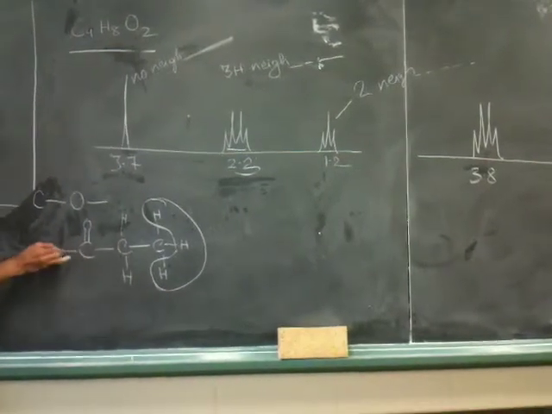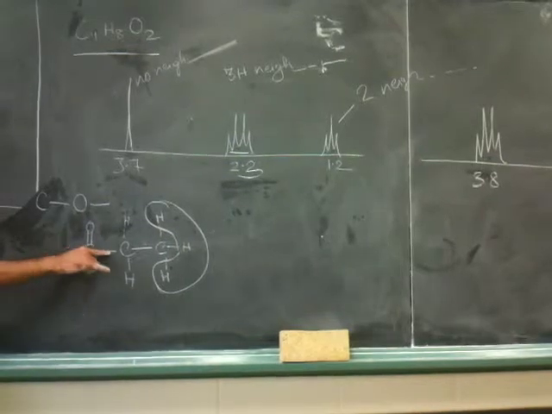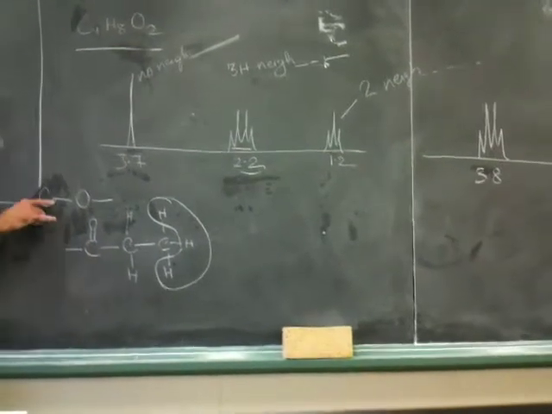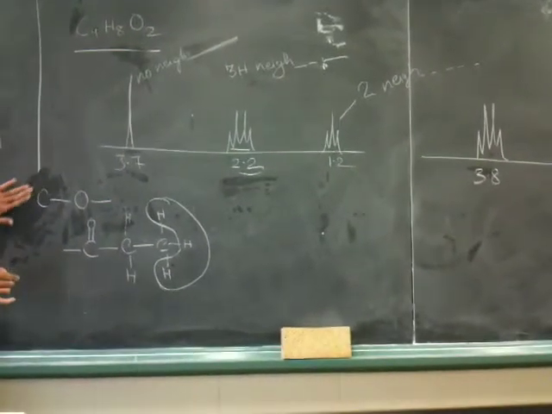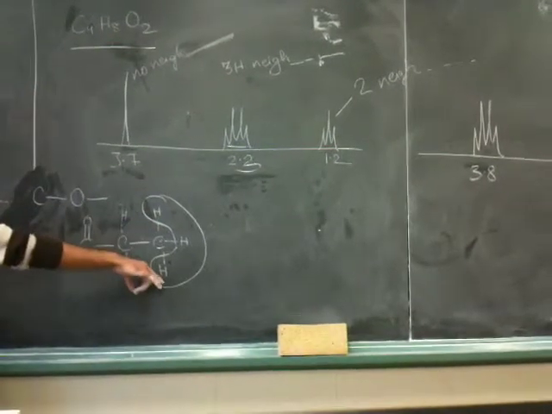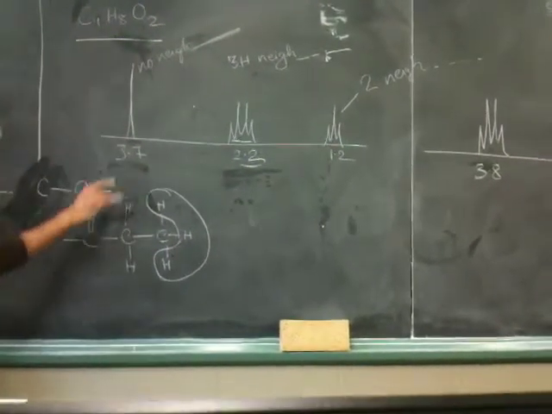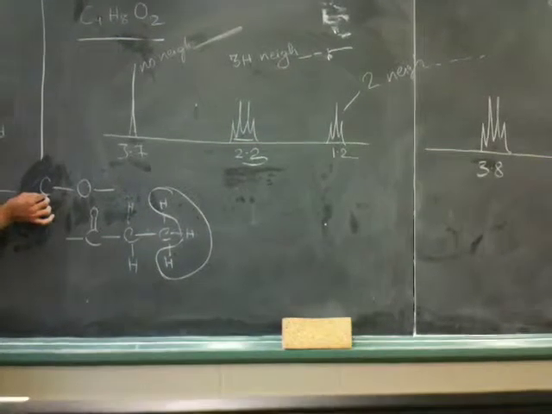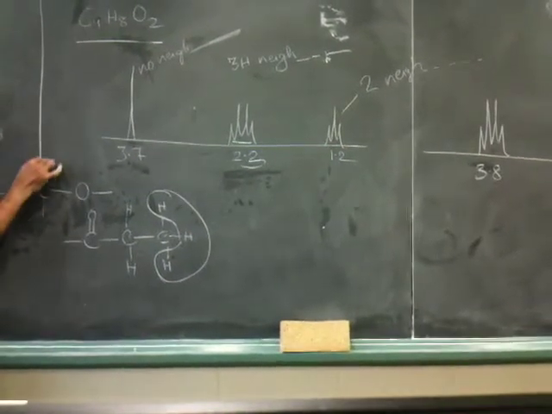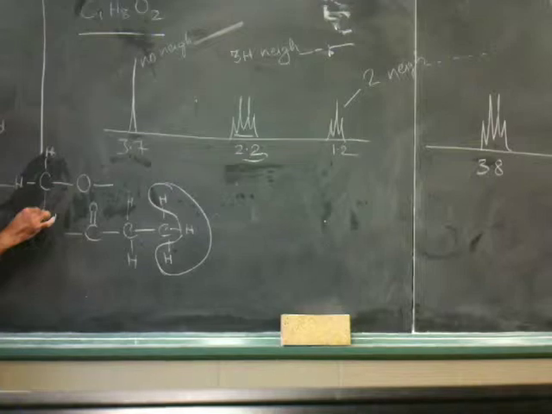Carbon has tetravalency, so 2, 1, 3, 1, 4. Now, how many protons do you have left? 2 and 3, 5. You have 3 left. How many carbons do you have left? 1 here, and this one has 3 valency left, so 1, 2, and 3.